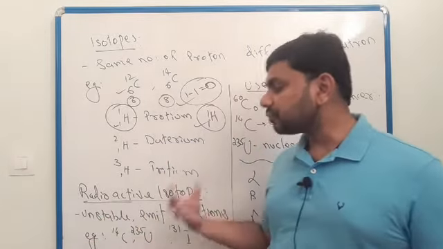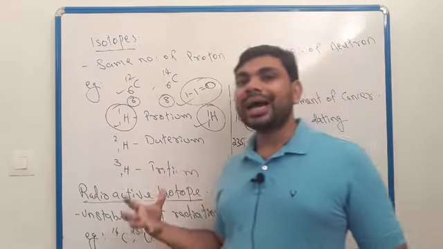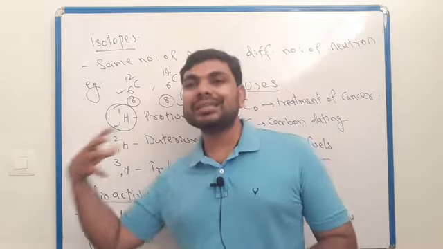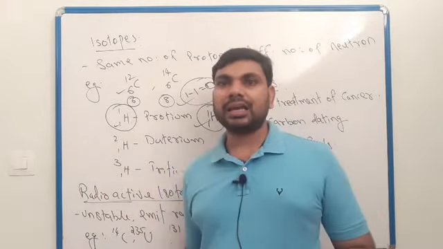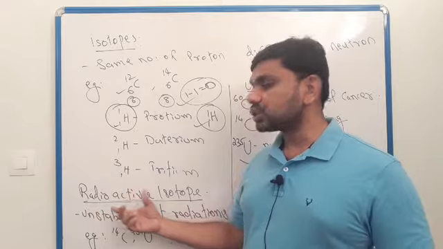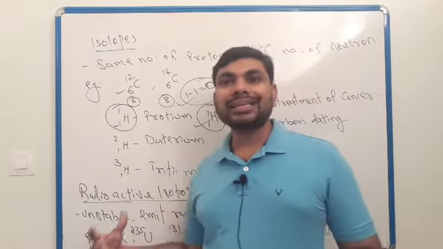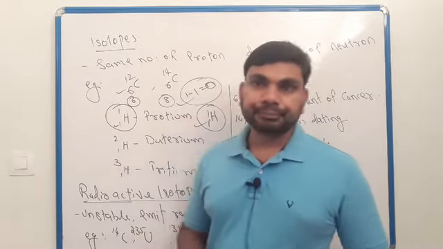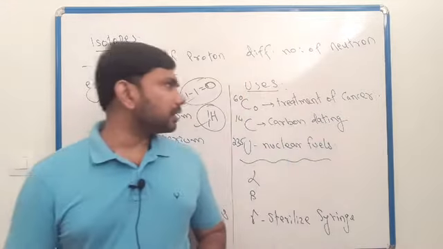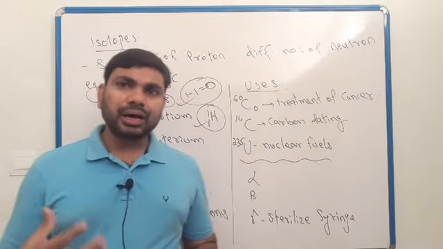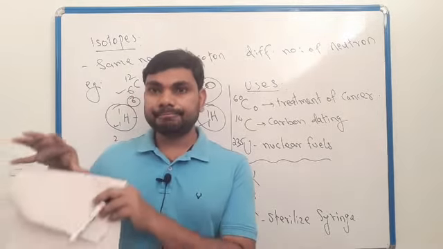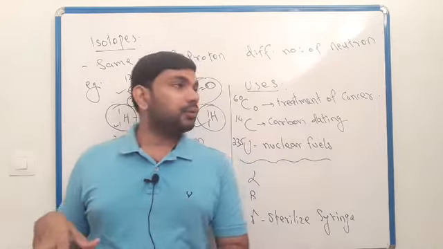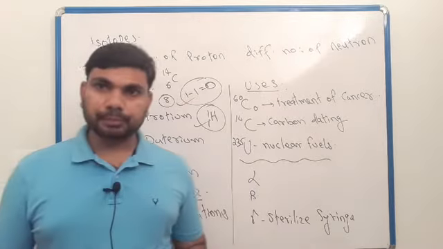After emitting harmful radiation, this radioactive isotope changes to another isotope. This element will change to another element. Such types of isotopes are called radioactive isotopes. Here we have to understand radioactive isotopes. We have different uses for radioactive isotopes.